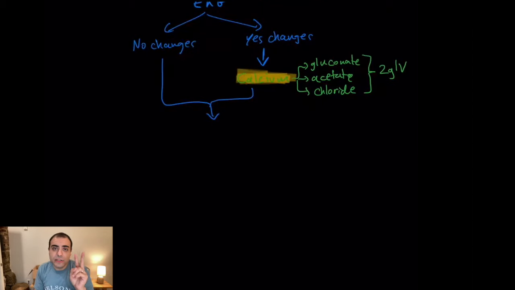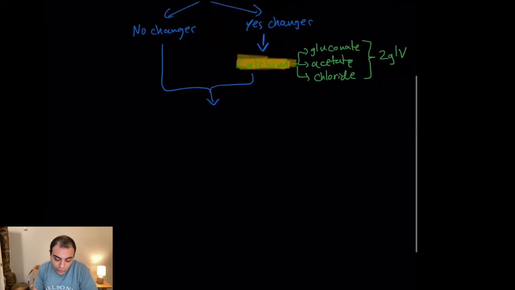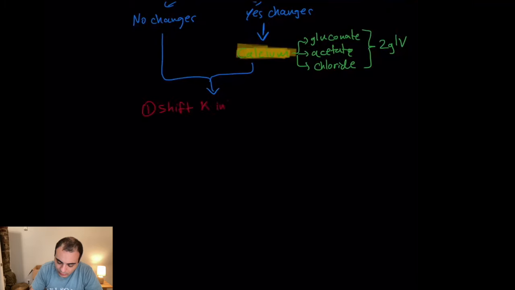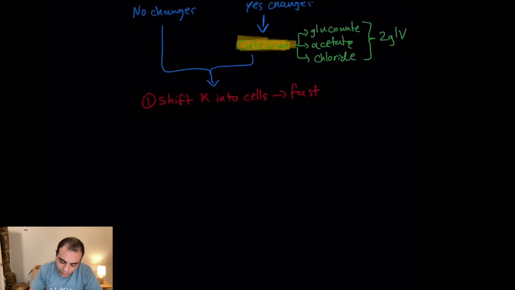Okay, so there are two major ways of treating hyperkalemia. There is a method where you shift the potassium into the cells quickly, and this happens very fast. And there's a method that depletes the potassium from the body, and this is slow, as you expect. So let's start with the first method. Number one is shift potassium into cells, and we said this is fast. So what are the options here?